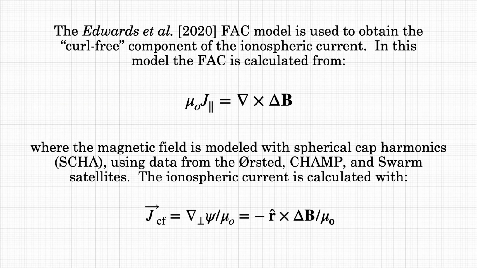The new FAC model is used to obtain the curl-free component of the ionospheric current. In this model, the FAC is calculated from the curl of the magnetic field, where the magnetic field is modeled using spherical cap harmonics using data from the Ørsted, Champ, and Swarm satellites. The ionospheric current is simply proportional to the Delta-V rotated by 90 degrees.